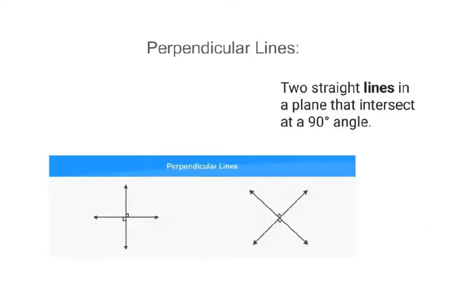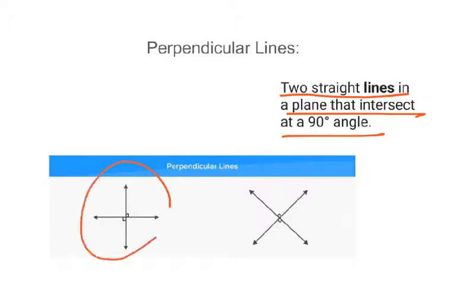Now let's look at perpendicular lines. They're two straight lines in a plane that intersect at a 90-degree angle. So here's an example of a parallel line, and here's two examples of perpendicular lines. They cross, and they make a right angle where they cross.